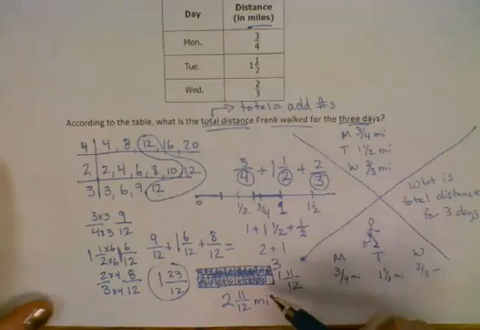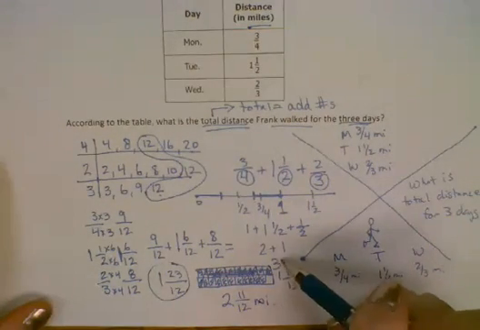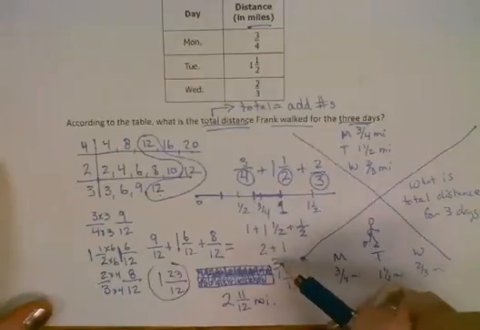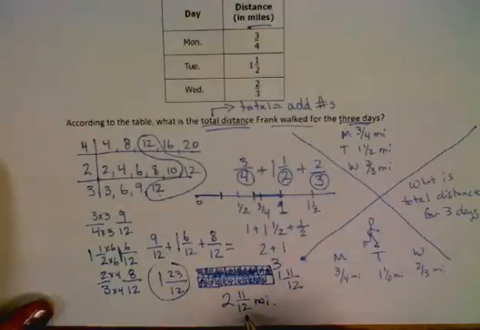If we go all the way back up to our estimate, we said it was going to be about 3. 2 11/12 is very close to 3. I only need one more 12th to get to another whole, and then I would have 3 total.